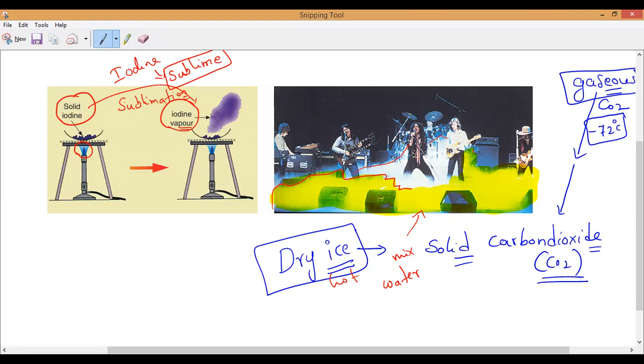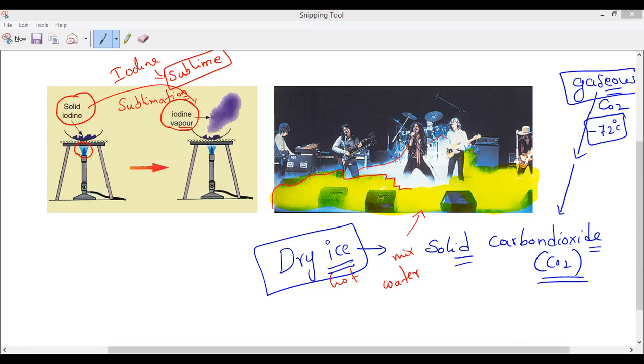So this dry ice sublimes on heating and can be used to create special effects on stage. During photography and videos, we produce this smoke, and it is produced by dry ice only. Is it okay, everyone? Please respond, guys. Now I will show you how the dry ice is formed.